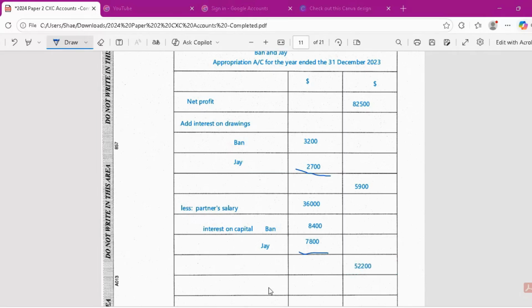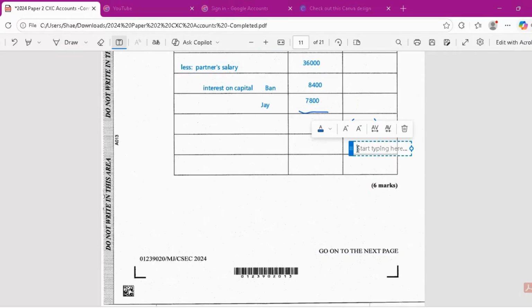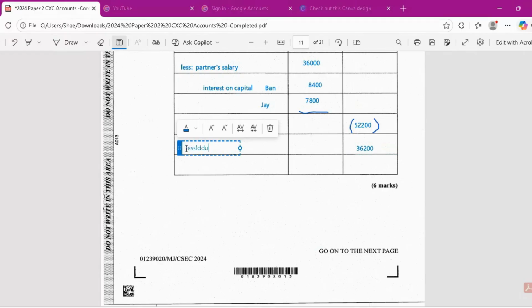So now you less this figure and you add this figure to your gross profit. So put all of that into your calculator at once and you will get what this figure should be down here. So that's 36,200. So that is your residual profit. And remember, if you don't know, residual profit means the profit that you need to share between the partners. So the residual profit is what we're going to share between the partners.